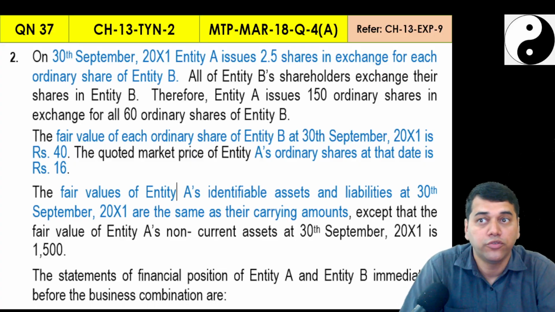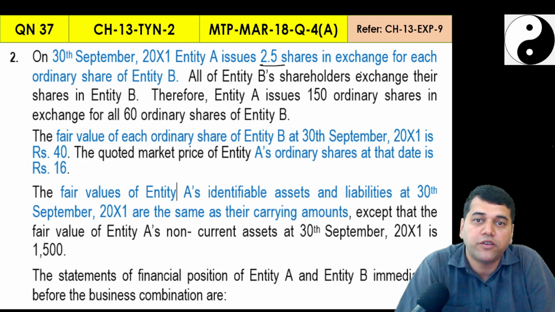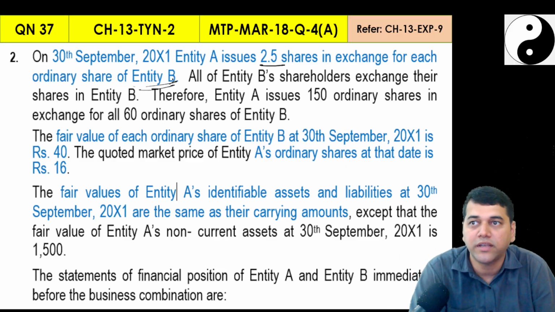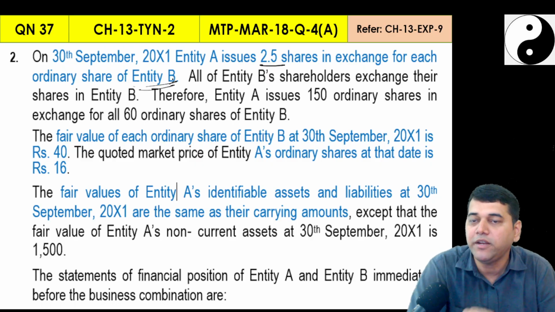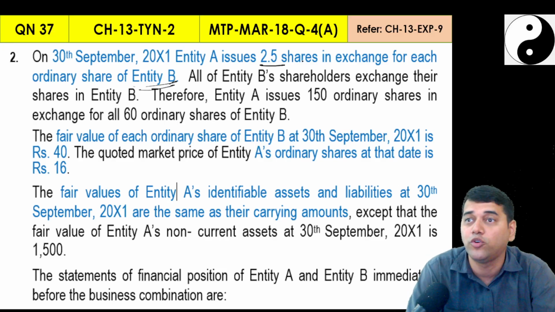Yes. Next question you see. On 30th September, entity A issued 2.5 shares in exchange of ordinary shares of entity B. This time only 2 entities are involved, not AX, BX and ABX. A acquired B. How? By issuing 2.5 shares. Number of shares also they told.